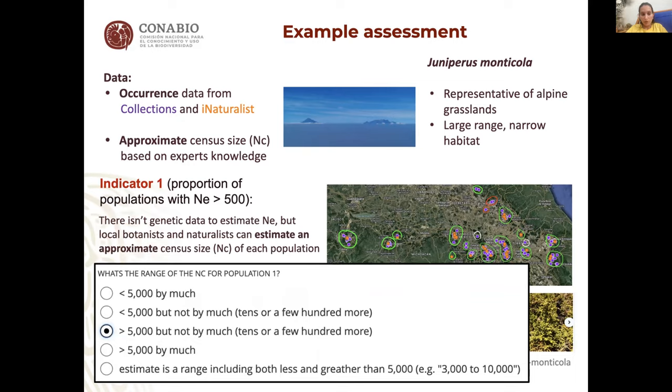For indicator one, which is the proportion of populations with an effective population size higher than 500, as I told you, we don't have genetic data to estimate this, and we don't have real census data of the populations. But we can ask local people, naturalists or botanists, if they know an estimate of the approximate census size for each population, and we record it based on very general ranges. The population is either less than 5,000 individuals by much, maybe just a couple of individuals left, or definitely larger than 5,000 individuals, maybe 10,000 individuals, or close to 5,000, a little bit less or a little bit more.